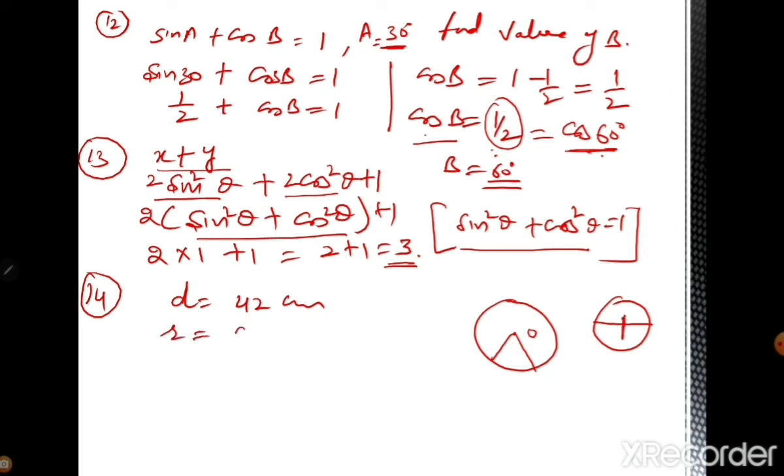So your R will be D by 2, that is 42 by 2, that is 21 centimeter. Okay, right? So here O is the center. Here I am taking points A and B, this arc AB. What is the question? In a circle of diameter 42 centimeter, if an arc subtends an angle of 60 degree at the center, where pi is 22 by 7, then what will be the length of the arc? This length of arc you have to find.